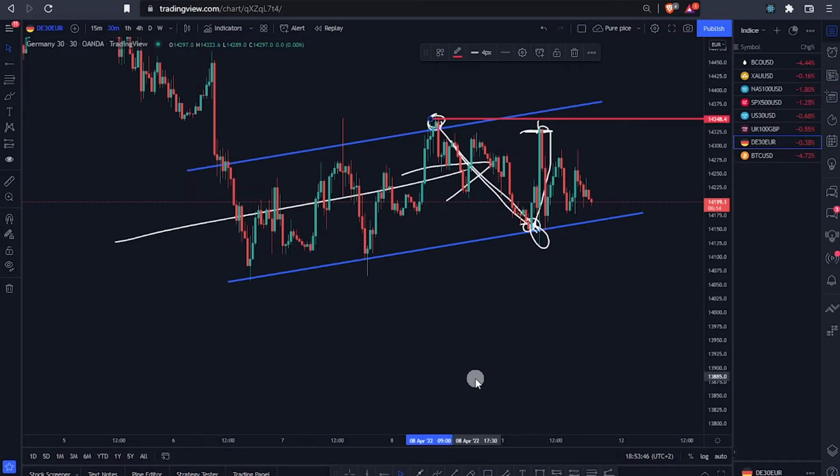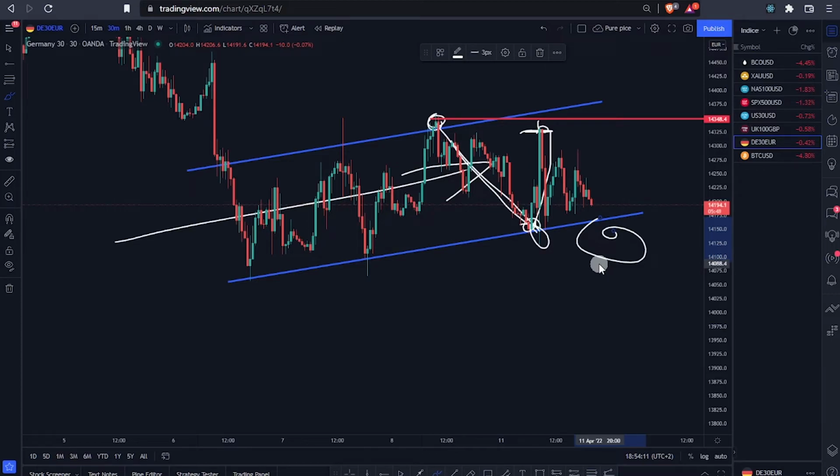But unfortunately here, this high wasn't broken. Unlike this one, which was broken, and this one, which was broken, but then this one wasn't broken, which tells us that the buyers are getting weaker because they failed to beat their previous record. They're getting weaker. And what does that mean? It means that a breakout is likely to come. A breakout on this side, which you are actually waiting for.